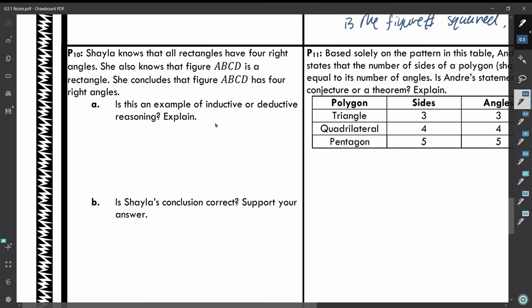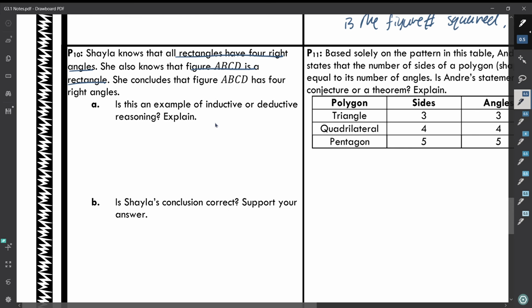Shayla knows that all rectangles have 4 right angles. This is a true statement that is known before she went in there. She's not looking at 7 different rectangles and noticing that they all have 4 right angles. She knows this is a true statement. She also knows that figure ABCD is a rectangle. That's given to her, also a true statement. Okay? She concludes together that figure ABCD has 4 right angles.